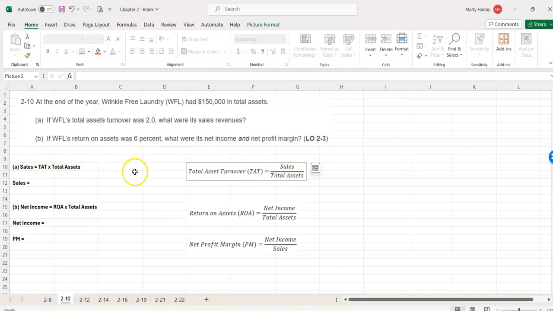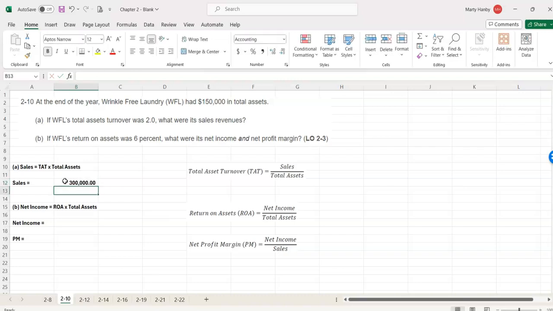So we can rearrange that equation so that we can solve for sales by multiplying both sides by total assets. That cancels the total assets out on the right-hand side, and then we end up with sales is equal to total asset turnover times total assets. So equals 2, and then the asterisk is for multiplication in Excel. So sales are 300,000. So 2 times 150,000.